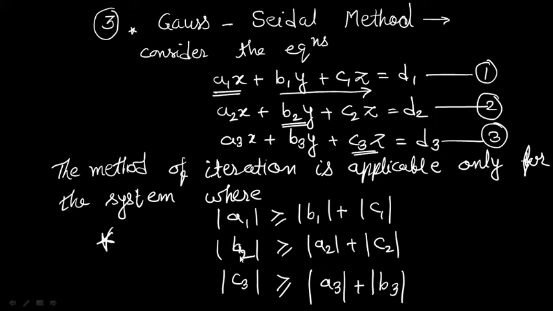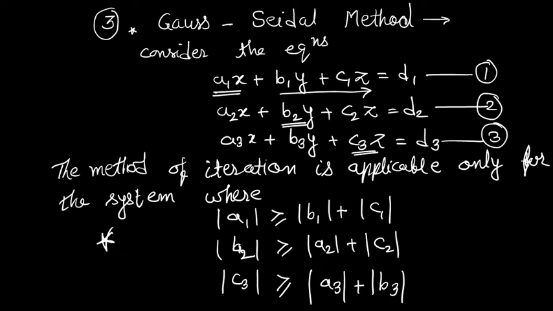Second, for b2, this value is greater than or equal to a2 plus c2, that means the addition of the remaining two elements. Mod of c3, again, is greater than or equal to the sum of the remaining two elements, the coefficients of x and y, that means mod of a3 plus mod of b3. Now if this condition is not satisfied, then we cannot apply this Gauss-Seidel method. This is the most important point.